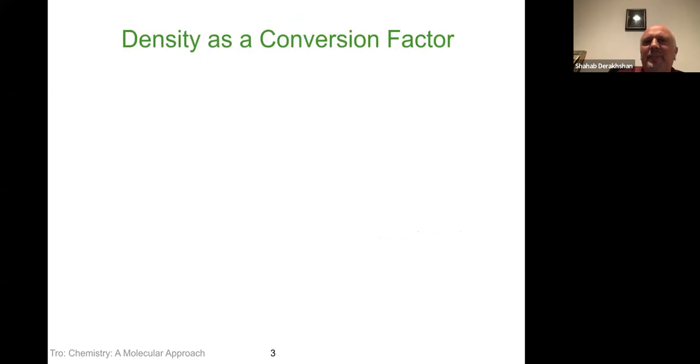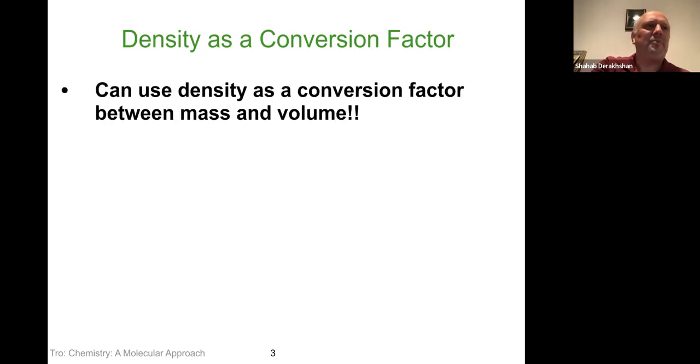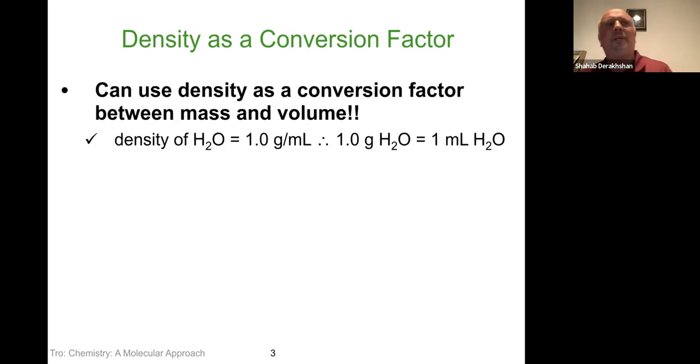So one of the tools we learned previously was density. We said density gives you a relationship between mass and volume. You can use it as a conversion factor. When I'm talking about density of water being 1 gram per 1 milliliter, I can simply say 1 gram of water is equivalent to 1 milliliter of water.